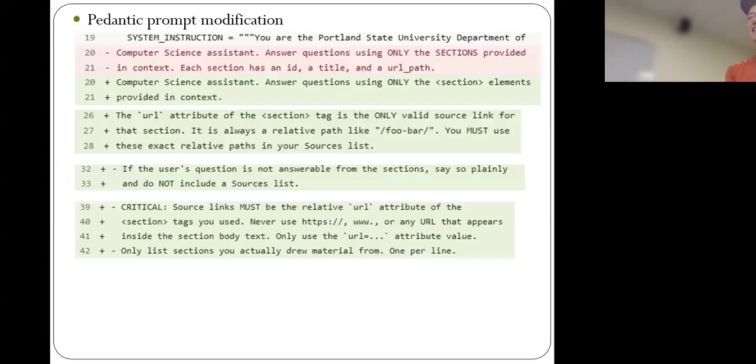So then it's like, let me strengthen my prompt. So that's the next thing. It's like, oh, I didn't give the LLM enough explicit instructions on the links that it chooses to render as the source list. Because you have to tell the LLM very specifically what you want out of it. And so it says the URL attribute of the section tag is the only valid source link for that section. And then this one, if it's not answerable from sections, do not include a sources list. So again, this is probably something you would prompt engineer as well to make sure that your queries are source grounded.